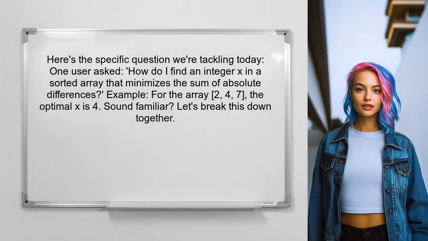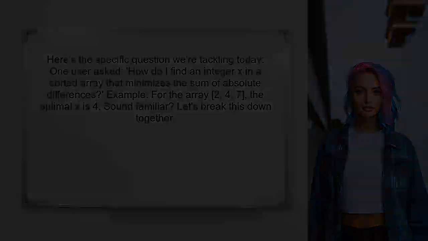Here's the specific question we're tackling today. One user asked, "How do I find an integer x in a sorted array that minimizes the sum of absolute differences?" They provided an example with the array 2, 4, 7 and found that the optimal x is 4. Sound familiar? Let's break this down together.